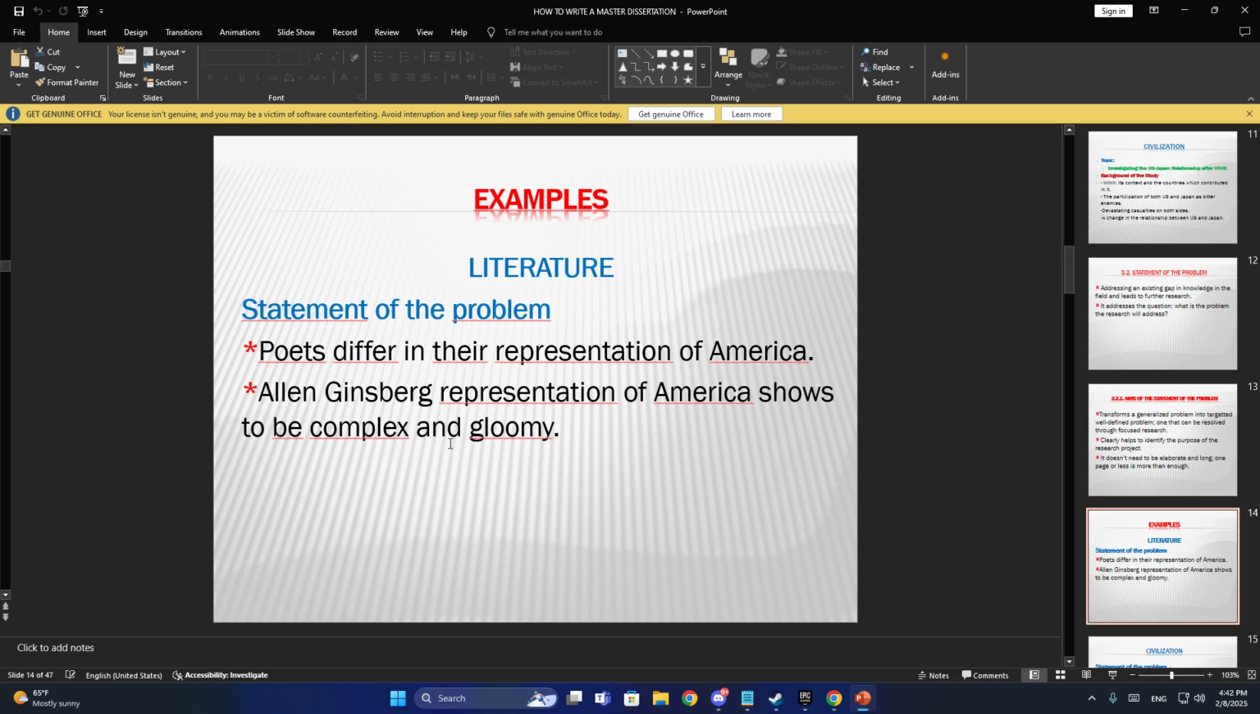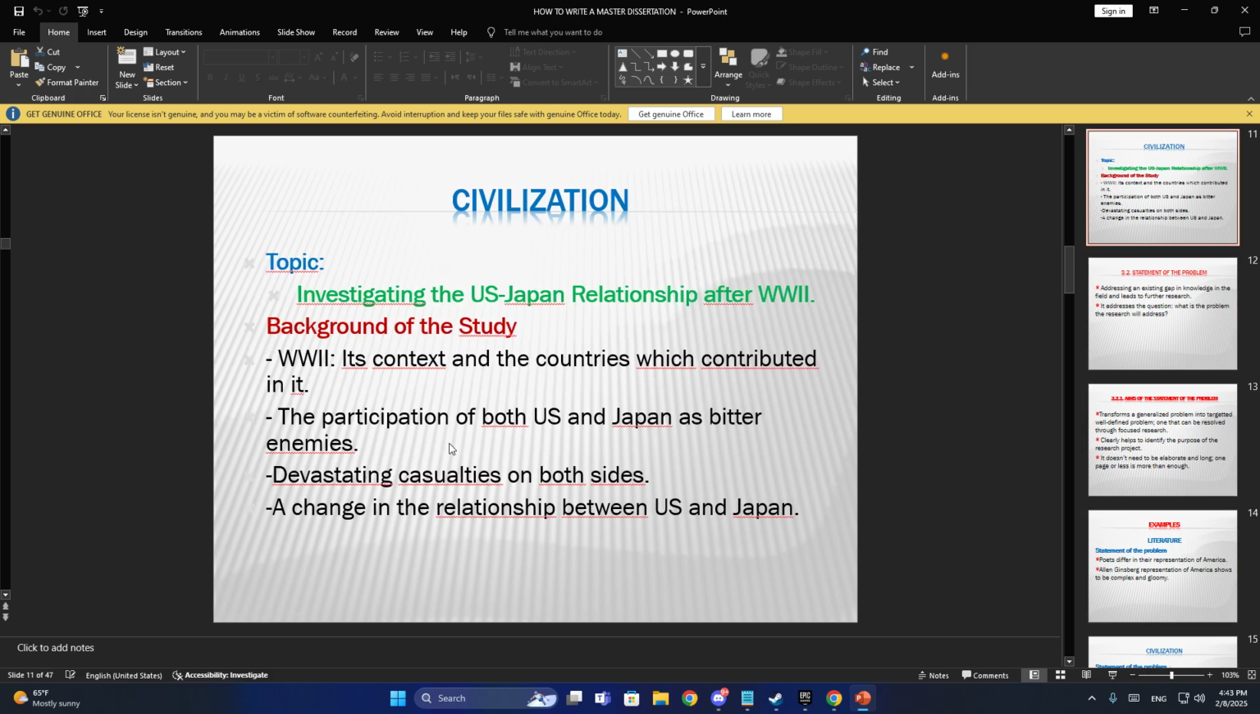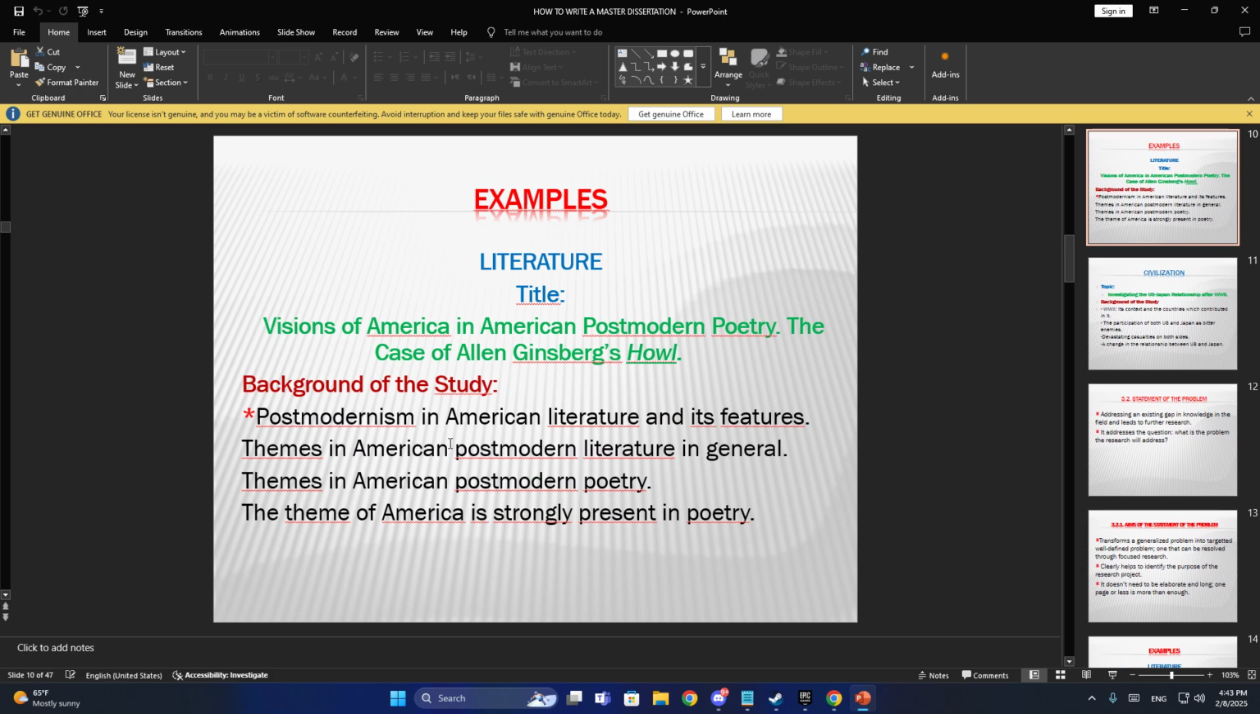Let's talk now about an example. Referring to the first topic in literature, what is the problem that I have noticed through this topic or through the different resources I have gone through? This is my problem that I would like to elaborate and deepen or highlight. First, in relation to my topic of literature, the previous topic of Visions of America, if you remember this one, Visions of America in American Postmodern Poetry, the case of Allen Ginsberg's Howl. So remember the background of the study.